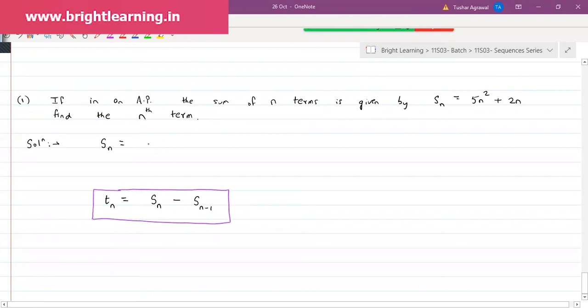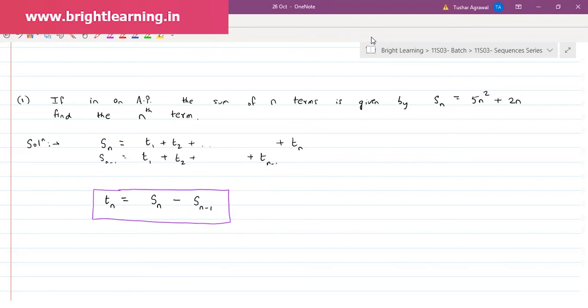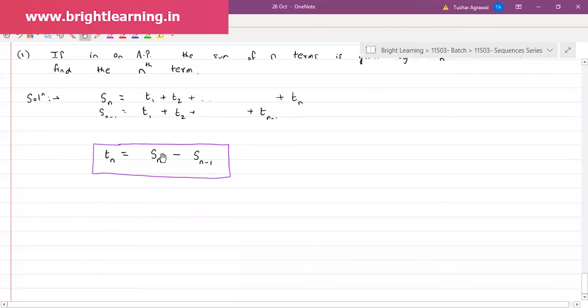Why? Because Sn is T1 plus T2 plus T3 up to Tn, and S n minus 1 is addition up to n minus 1 terms, T1 plus T2 plus T3 up to the n minus 1th term. Here it's full stop. So when you do the subtraction, only the nth term will survive. Is this formula clear to you? Nth term is equal to sum of n minus sum of n minus 1.